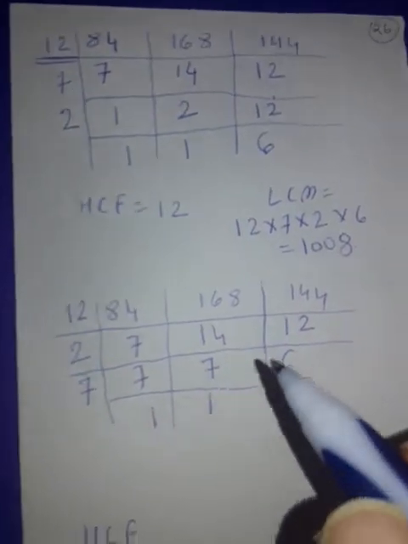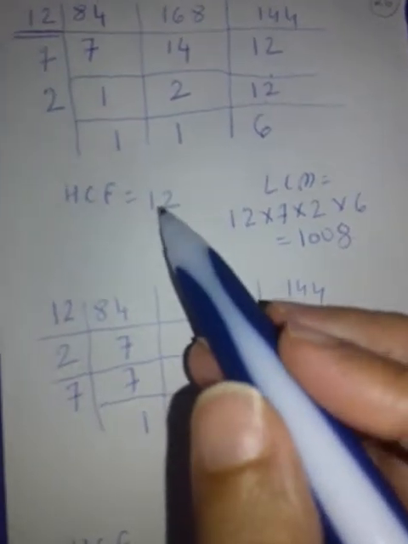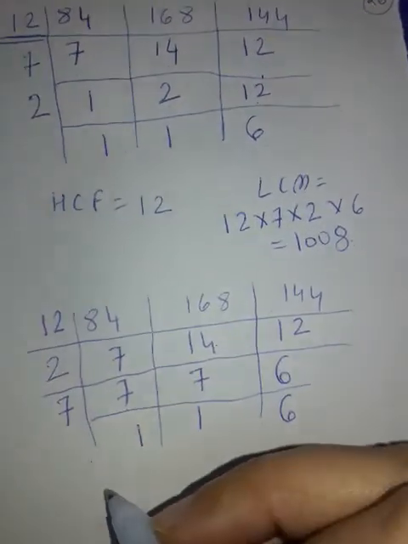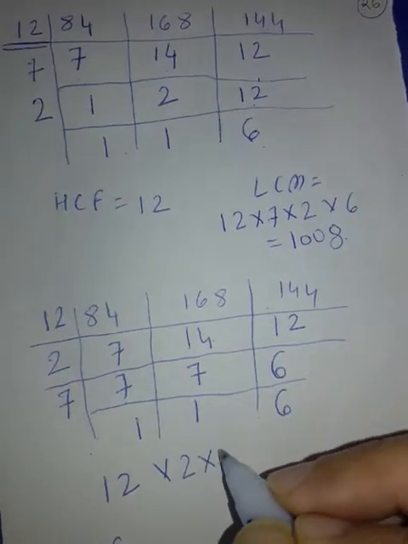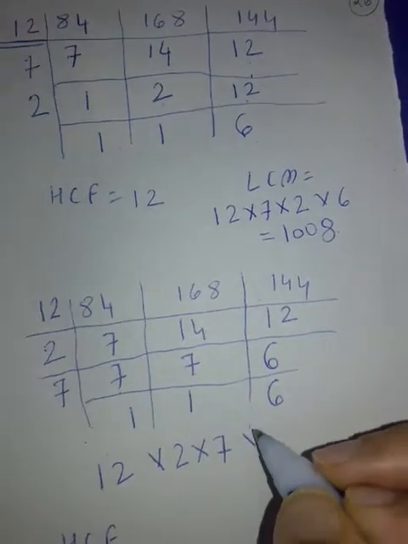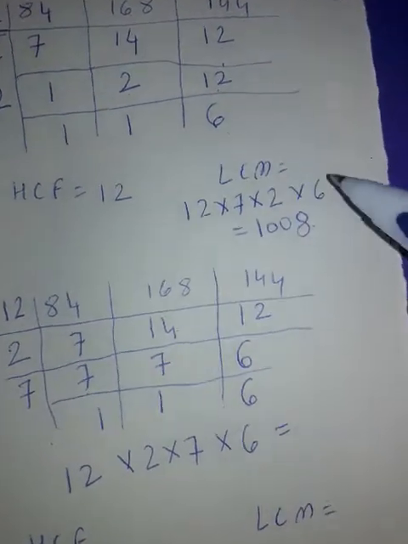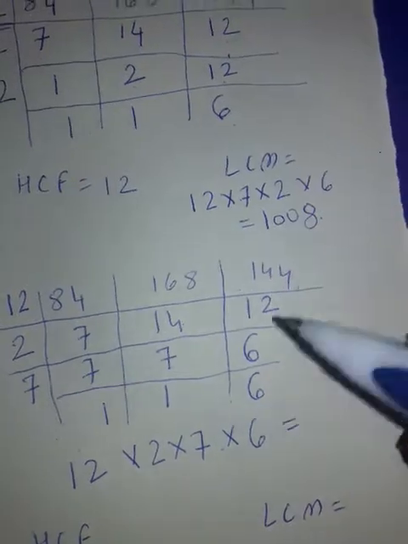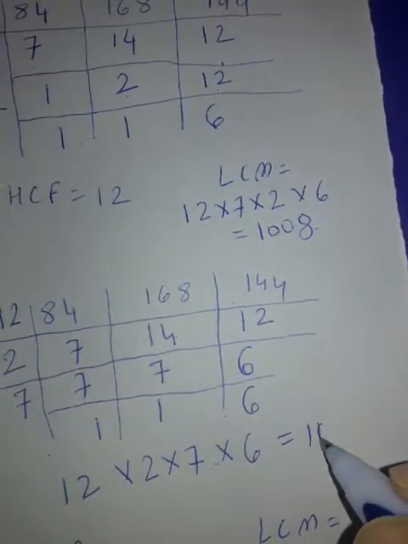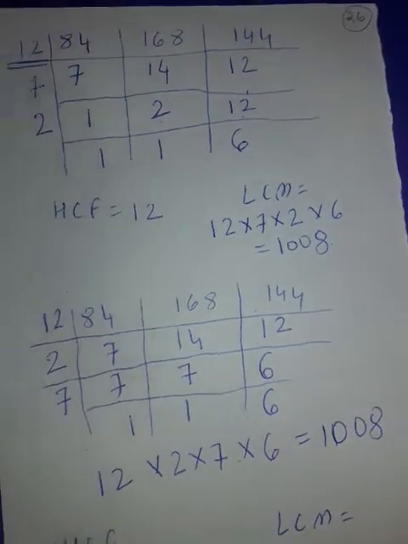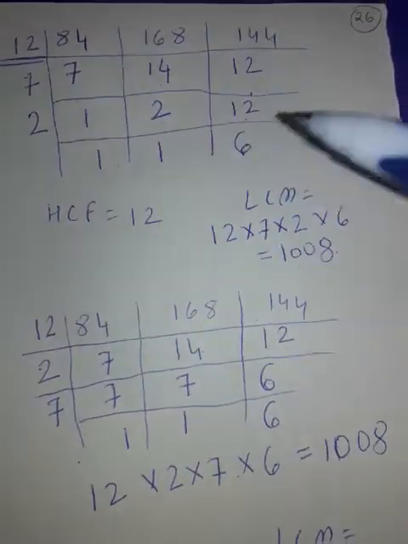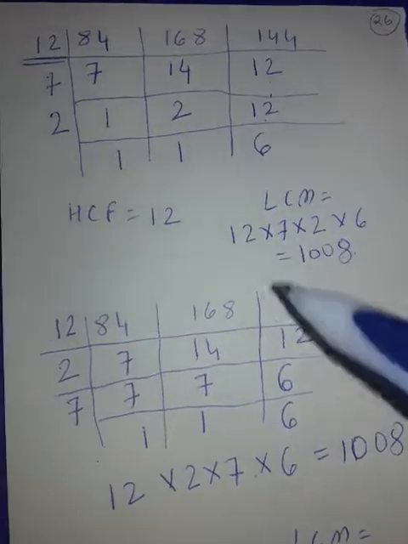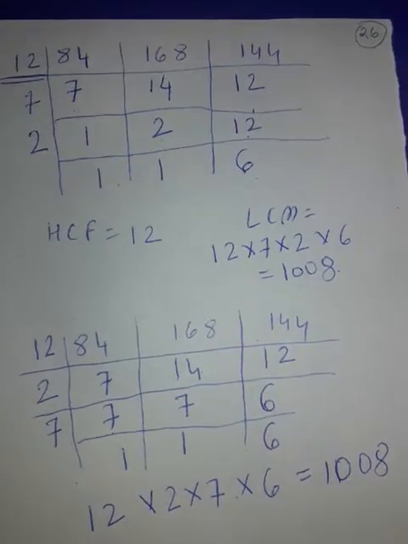So again you can see HCF is the same, 12, and LCM is what? Vertical side 12 into 2 into 7, horizontal side into 6. So this is the same, 1008. So if you take 7 first or you take 2 first, it doesn't make any difference. Your final answer remains the same.